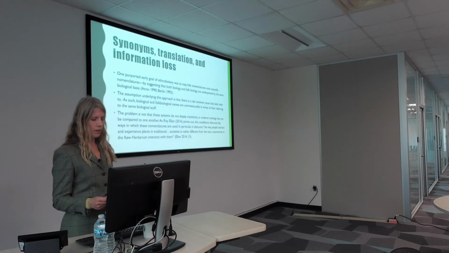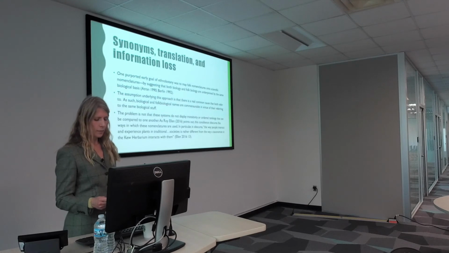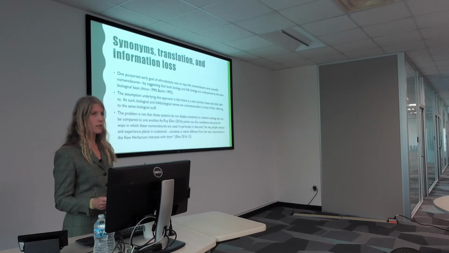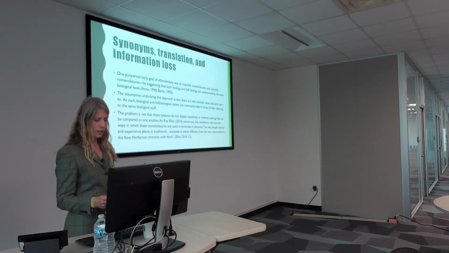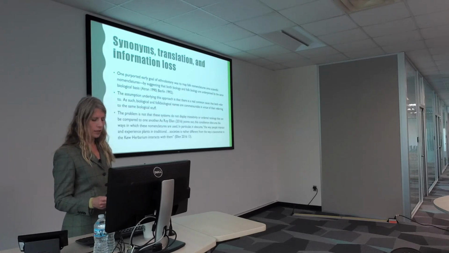Careful examination of all of the above cases suggests that lichen naming practices rely on different kinds of commitments, epistemic, ontological, cultural, and economic, that make unifying the naming practices and the names that result from these into one set of synonyms or intertranslatable databases difficult. One purported early goal of ethnobotany was to do exactly that, to map so-called folk nomenclatures onto scientific nomenclatures by suggesting that both scientific biological and folk biological nomenclatures are underpinned by the same biological basis. That's Atran and Berlin in 1992.